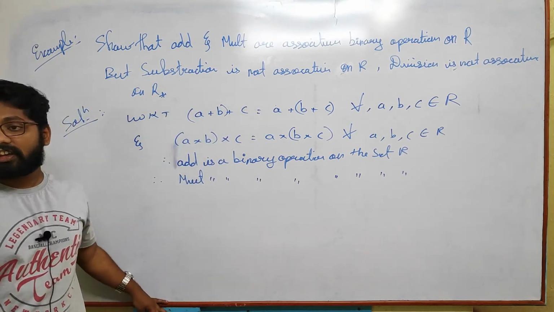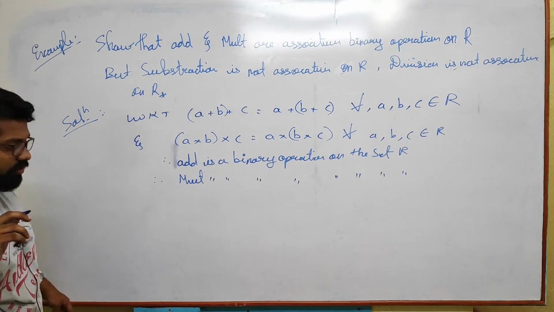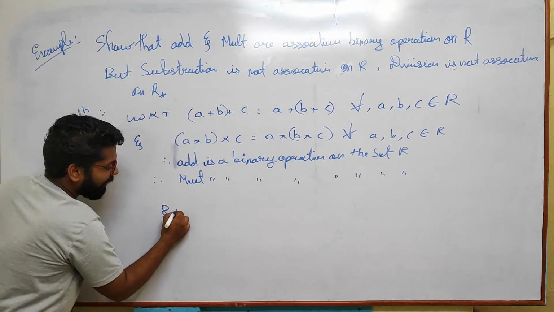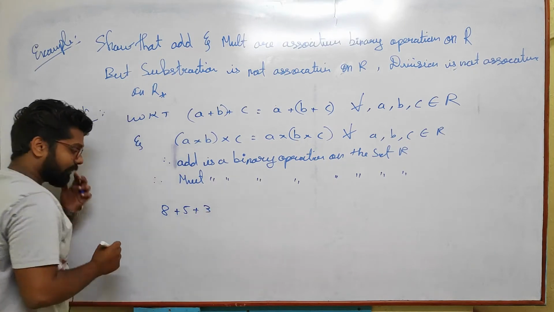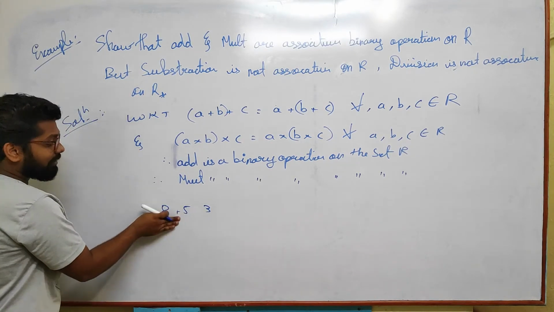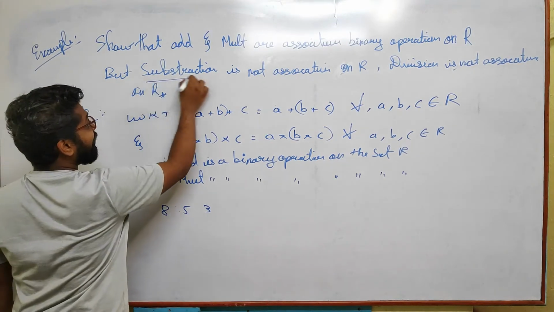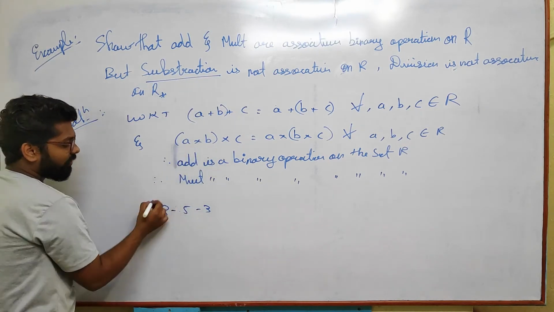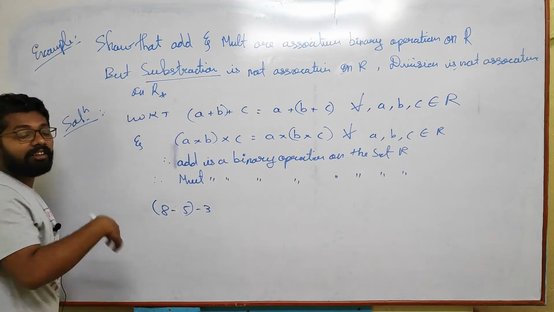In a failure case you need to choose only one thing. Now I'll choose 8 plus 5 plus 3. Sorry, it is not plus, it is subtraction first. So we will choose this. For association, let us do the first two first, then the third one.